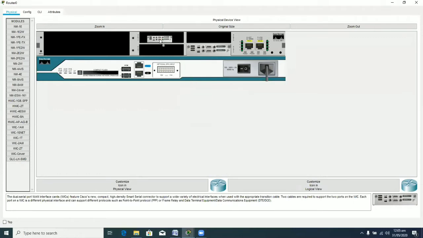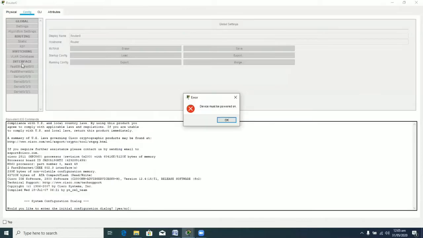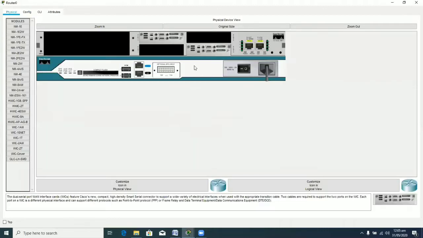I am connecting another serial interface over here, and then going back to the config tab, you can see that there are an additional two serial ports available to you now, that is Serial 0/3/0 and 0/3/1. So now my router can have four different serial connections, or it can connect to four different routers via serial connection.